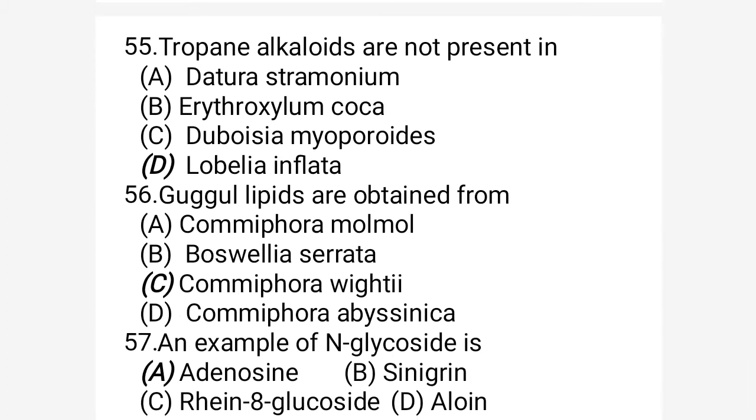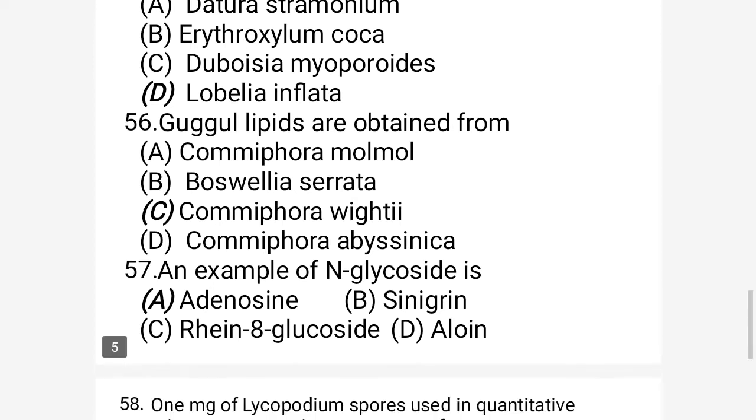Next question 55. Tropane alkaloids are not present in. So which one contains tropane alkaloids? Datura stramonium, yes, it contains tropane alkaloids. Then Erythroxylum coca, cocaine, is again a tropane alkaloid. Then Duboisia myoporoides, option C, also contains tropane alkaloids. Lobelia inflata does not contain tropane alkaloids. So the correct option would be D.